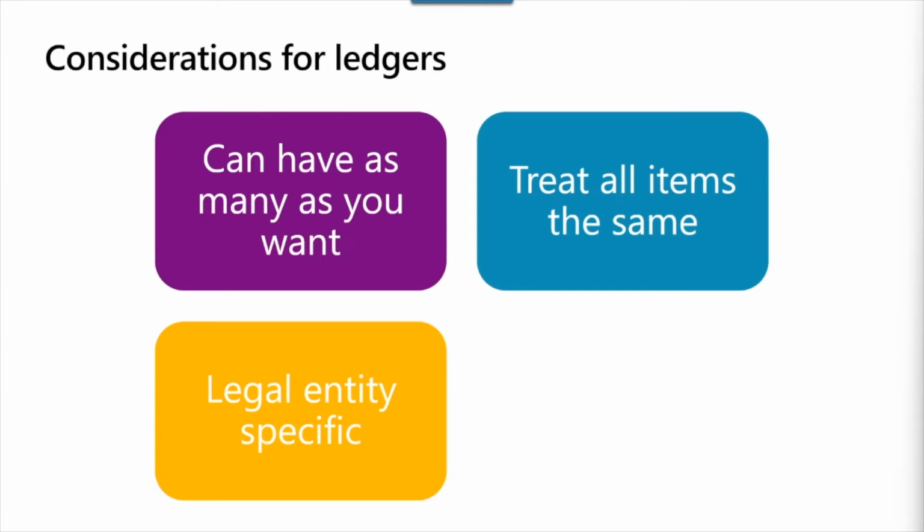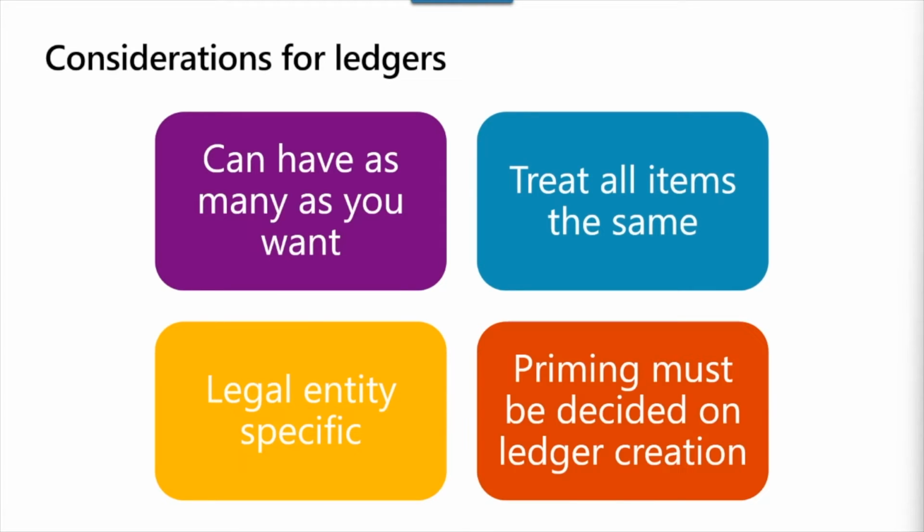Thirdly, ledgers are specific to a single legal entity. If you want to configure the same settings for multiple entities, it is perfectly acceptable to do so. Just know that you need one ledger for each entity you want to use those policies in. And lastly, I want to stress if you need to do priming, it must be done when you're creating the ledger and before any new transactions are processed.